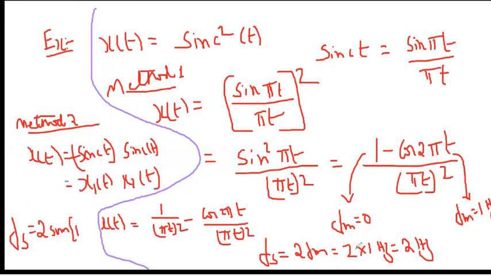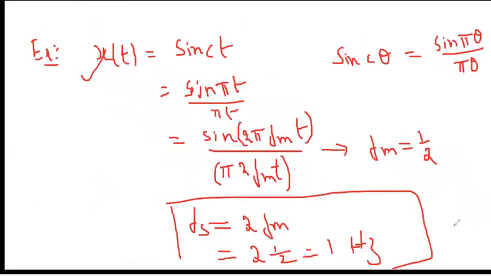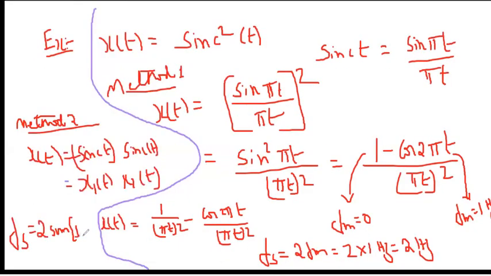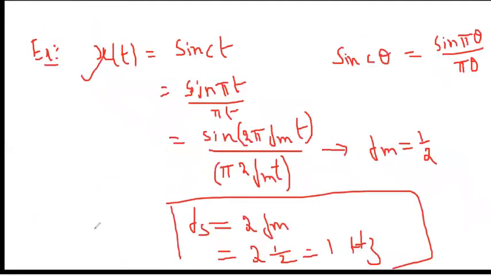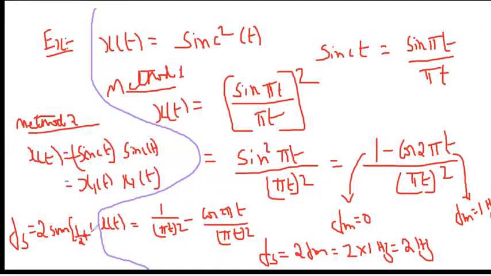We've already seen for sinc t the frequency is 1 by 2, my students, plus for the second sinc t the maximum frequency component is 1 by 2. So 1 by 2 plus 1 by 2, the 2 into the sum of that, 1 by 2 plus 1 by 2 is 1 hertz, so 2 hertz. Directly like this is the second method.